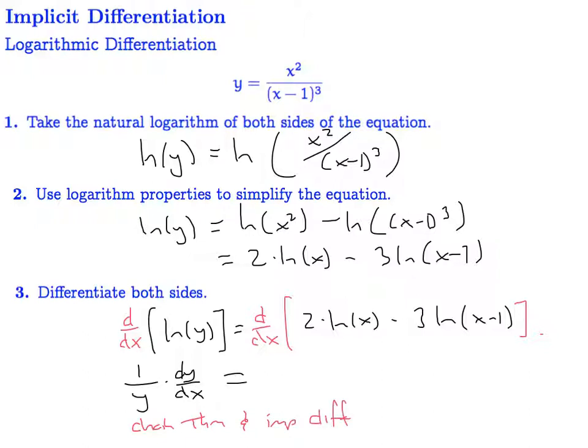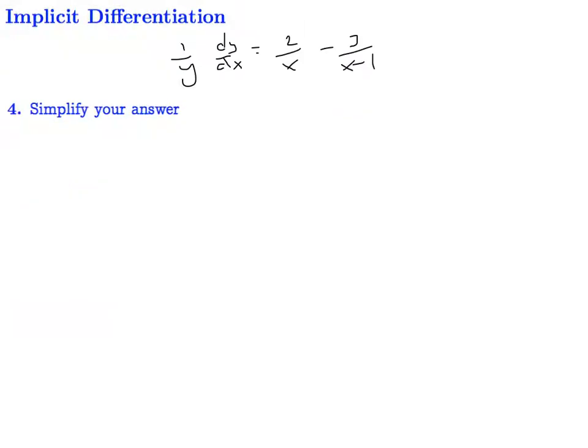And this is going to equal these derivatives we can do separately. So this first one is nice and easy. It's going to be 2 over x minus 3 over x minus 1. And what's nice here is we have dy dx here. Now we just have to solve for it. So now all we have to do is simplify, that is solve for dy dx.